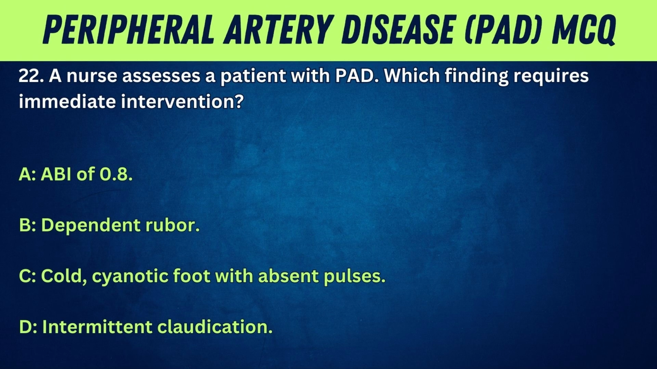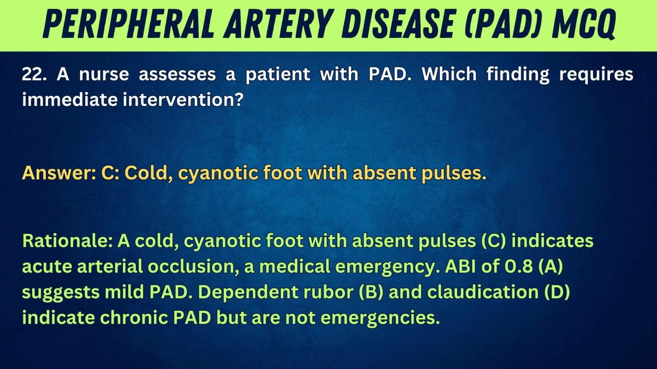22. A nurse assesses a patient with PAD. Which finding requires immediate intervention? A. ABI of 0.8. B. Dependent rubor. C. Cold, cyanotic foot with absent pulses. D. Intermittent claudication. Answer: C. Cold, cyanotic foot with absent pulses. Rationale: A cold, cyanotic foot with absent pulses, C, indicates acute arterial occlusion, a medical emergency. ABI of 0.8, A, suggests mild PAD. Dependent rubor, B, and claudication, D, indicate chronic PAD, but are not emergencies.